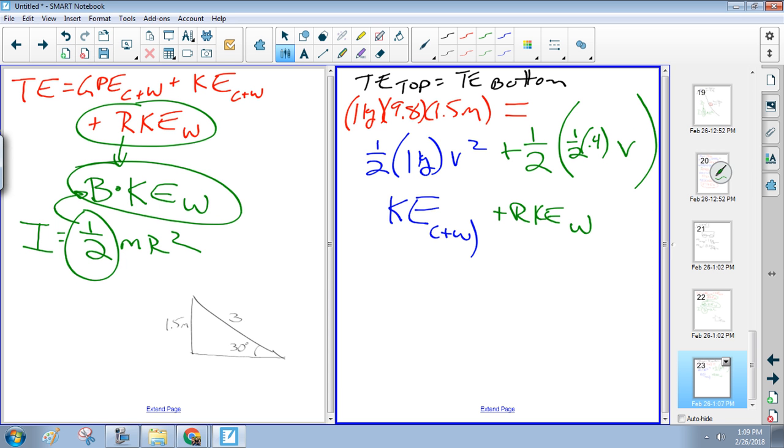Times v squared again. And there's your equation. You just solve that mess. I say just, like it's trivial, but that's how you do it.